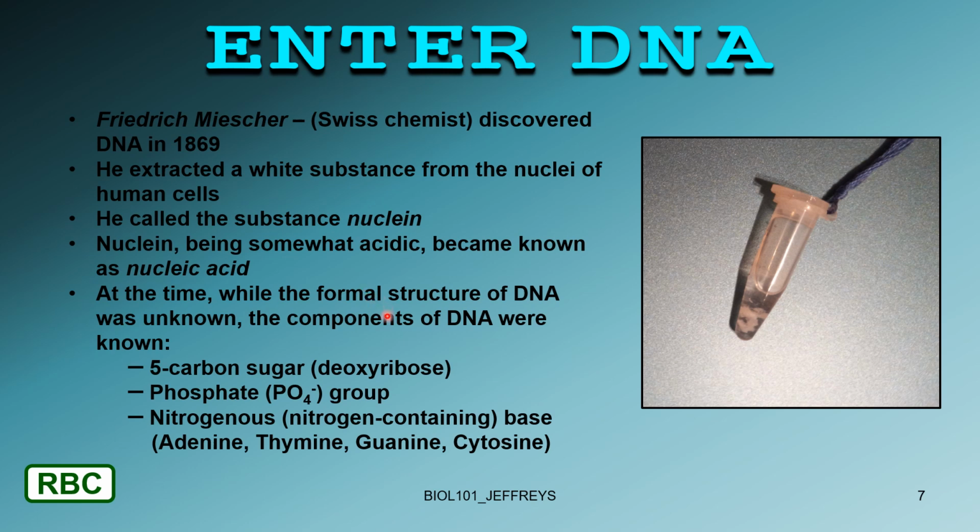At the time, while the structure of DNA was unknown, the components of DNA were known, and the components are a 5-carbon sugar. That sugar is deoxyribose. Remember, it's ribose in RNA. Deoxyribose in DNA, a phosphate group, you know that as a PO4, and a nitrogenous base. Nitrogenous just means nitrogen containing, and you've learned this already, that the bases in DNA are adenine, capital A, thymine, capital T, guanine, capital G, and cytosine, capital C.